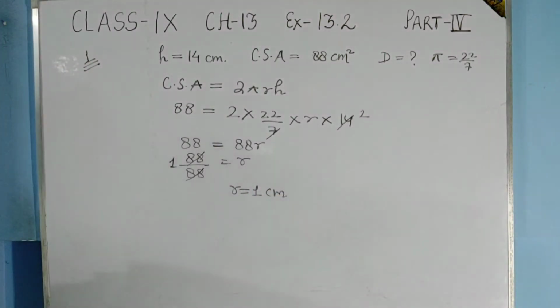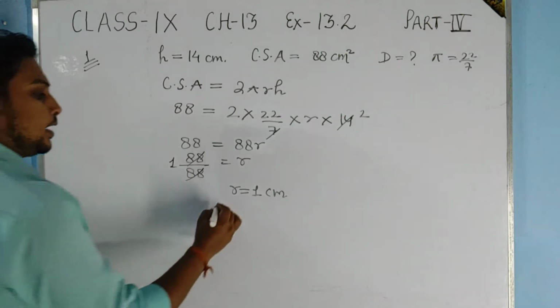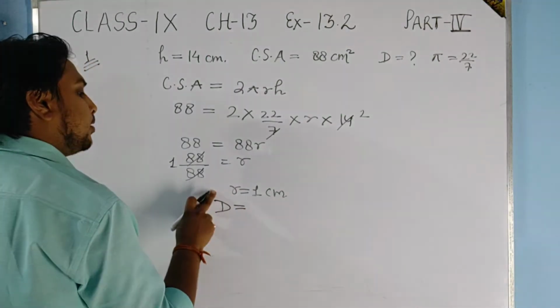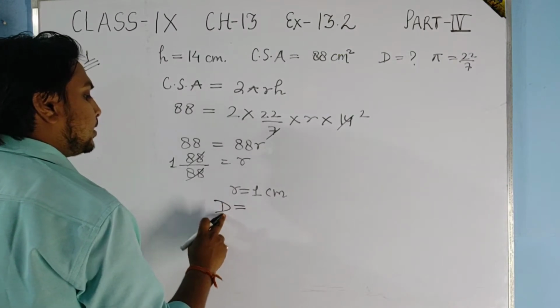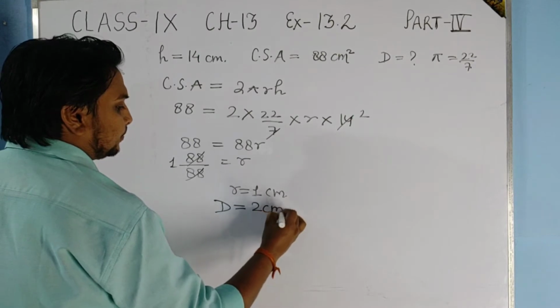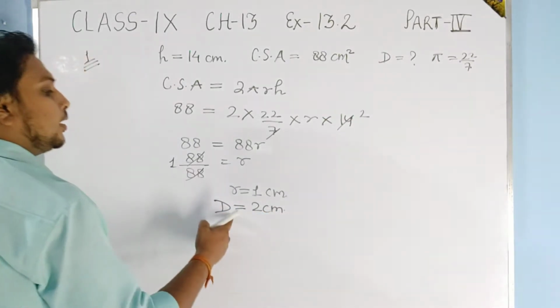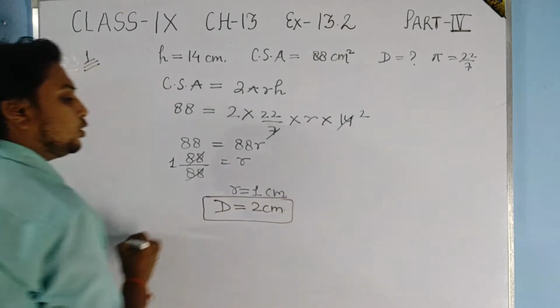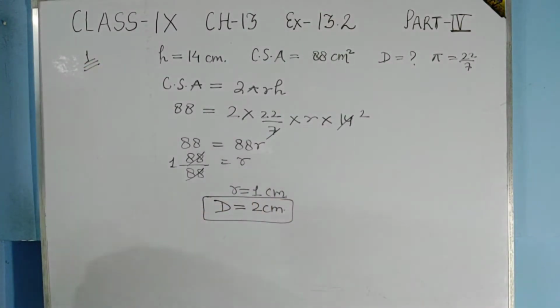If radius is equal to 1 centimeter, then its diameter will be what? Diameter is just double the radius, so diameter will be 2 centimeter. So the answer of this question is 2 centimeter. You can pause the video and note it down. Nothing is tough here, you can solve it easily.